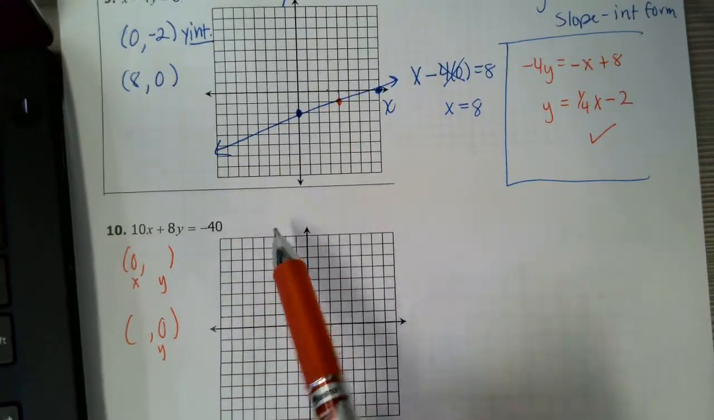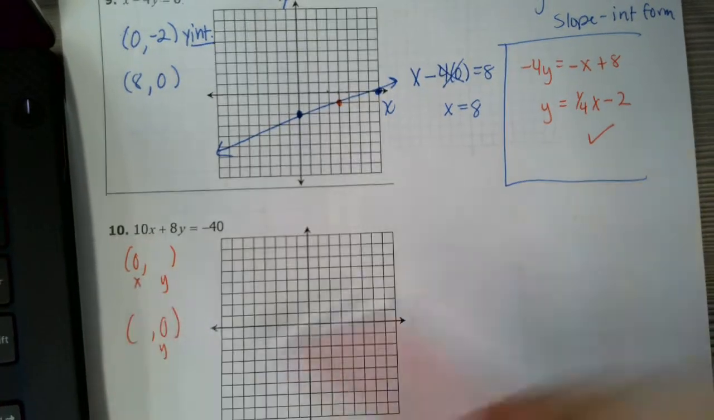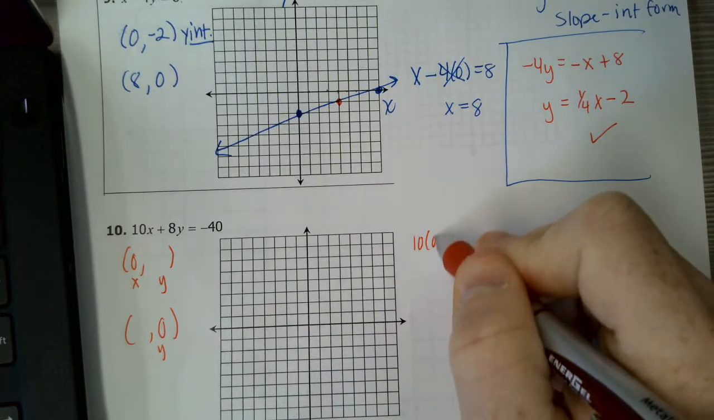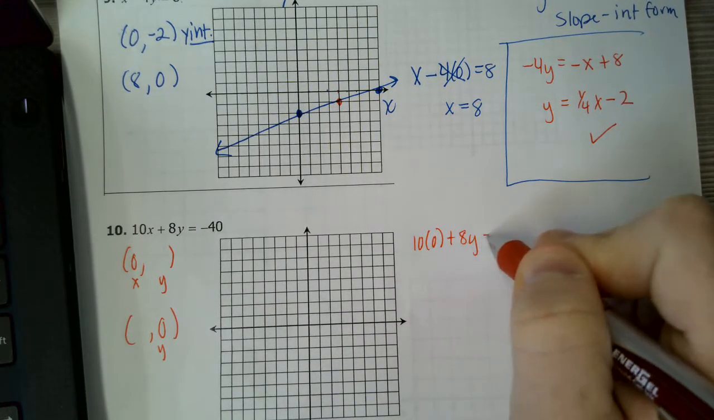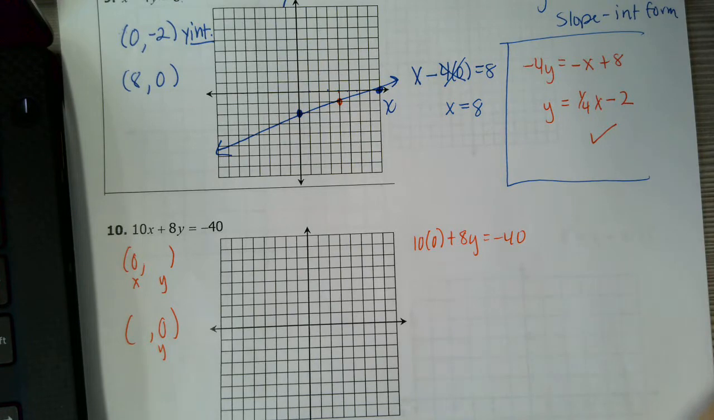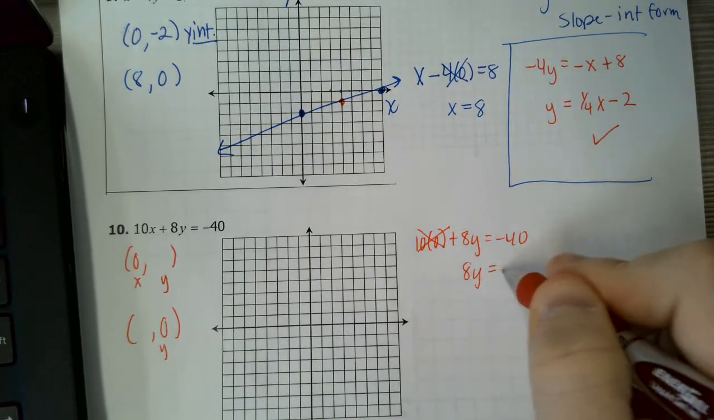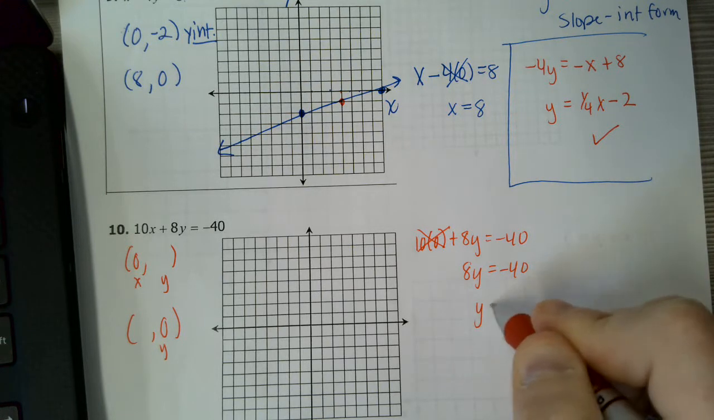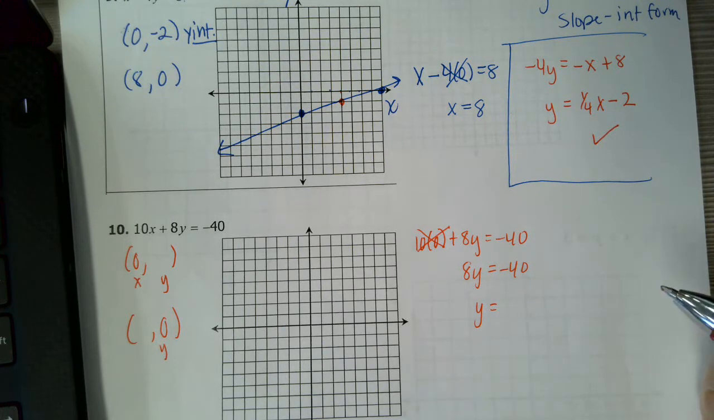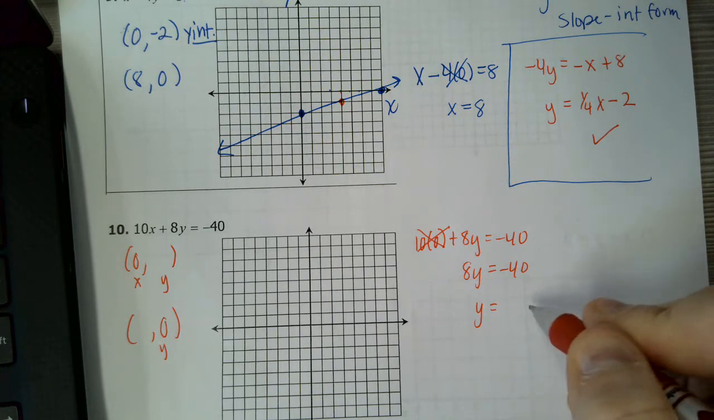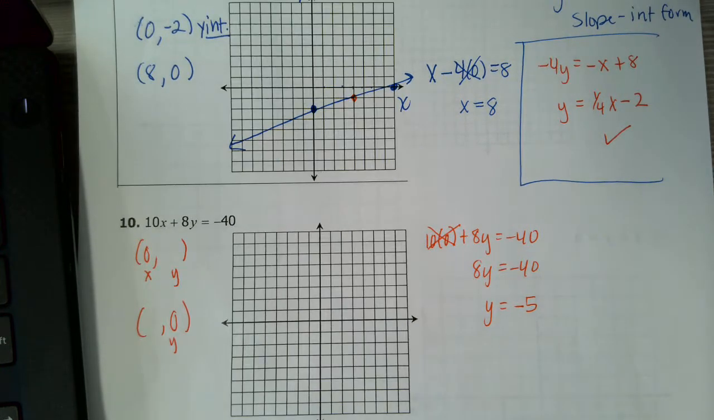Thank you, Gracie. If x is 0, so algebraically this is what it looks like, but you don't have to do it like this if you don't want to. If x is 0, that makes that 0. 8y is negative 40. So what is y? 8 times what is negative 40? Negative 5. Now, if I was doing this problem by myself, I would never show all that.